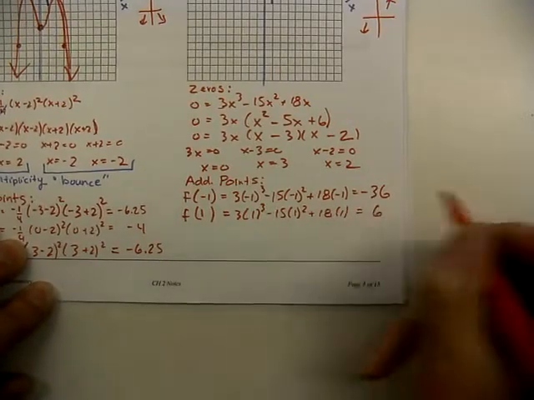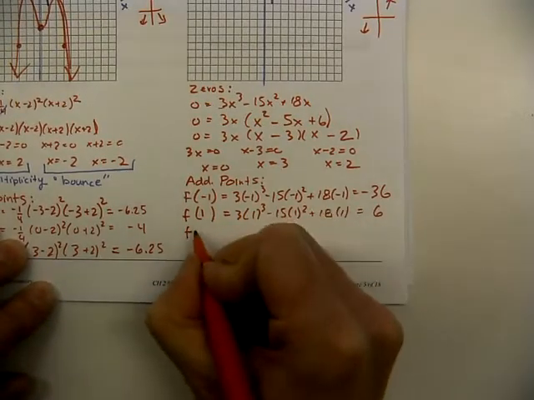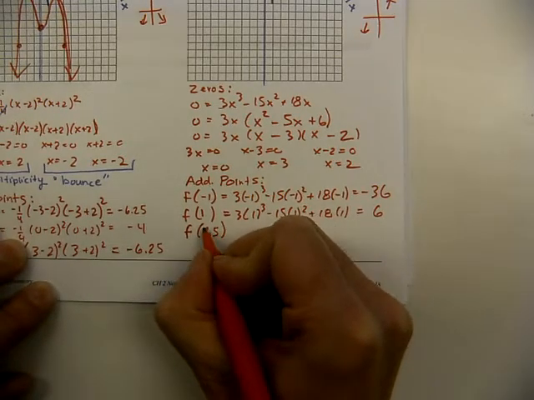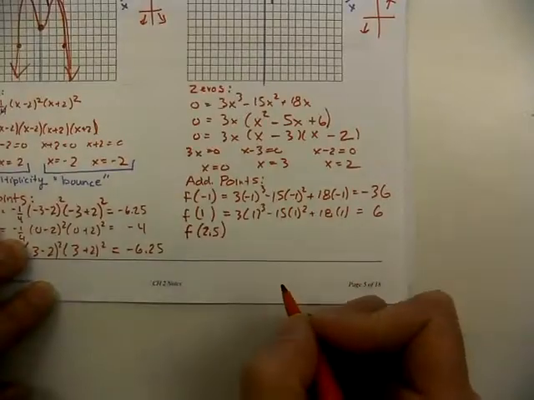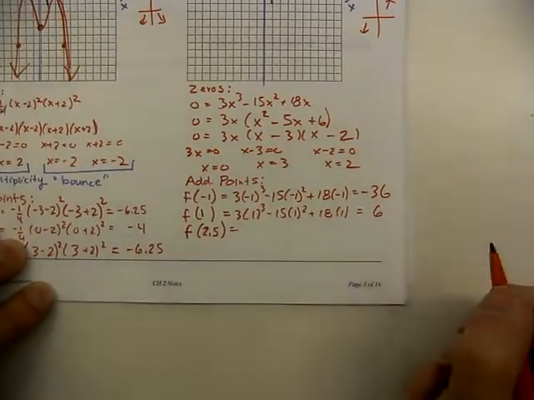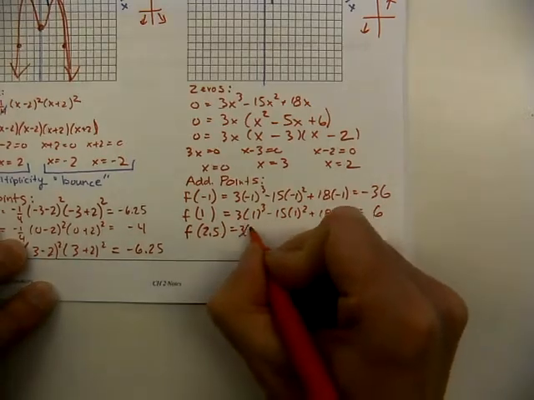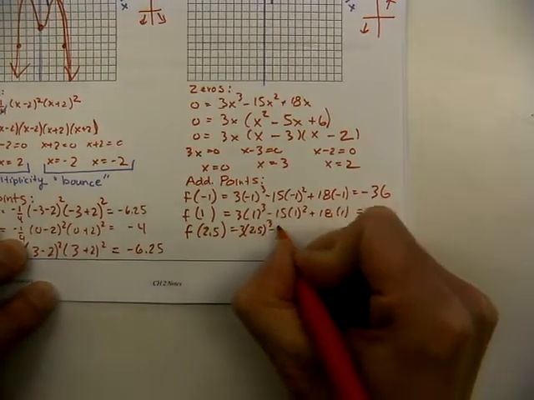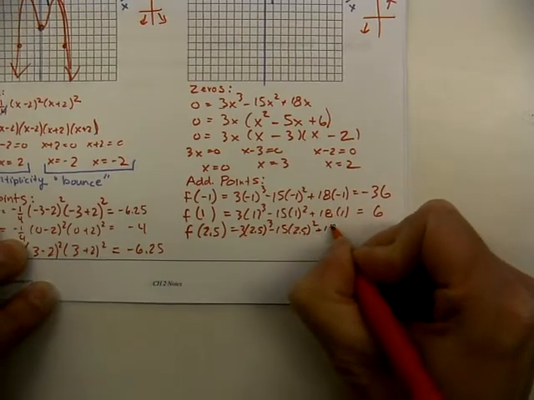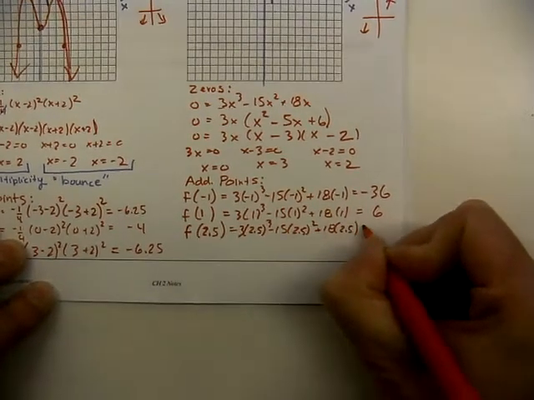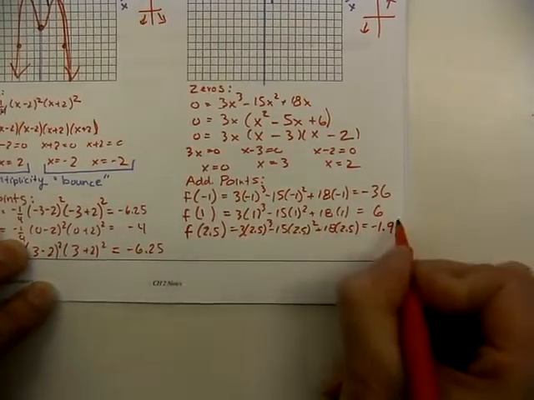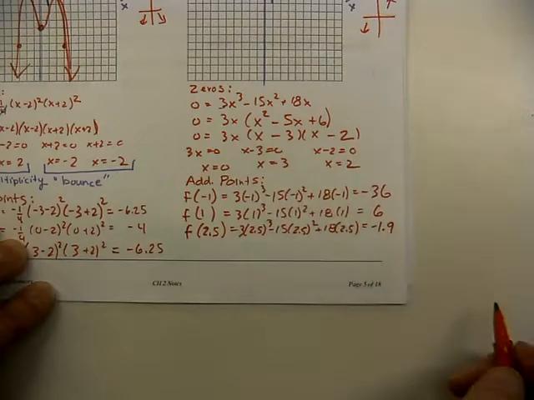That'll give us an output of 6. Let's do an input of 2.5. So that's between the middle and right 0. So we need something between 2 and 3, so I'm picking 2.5. And my output is negative 1.9, rounding to just the tenths due to the accuracy of our graph.